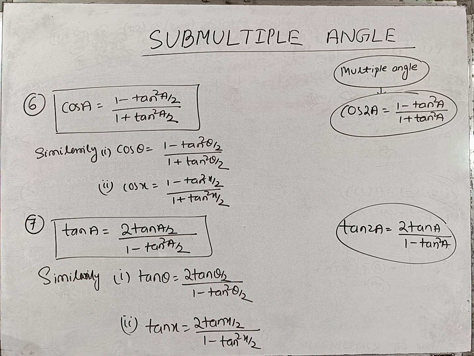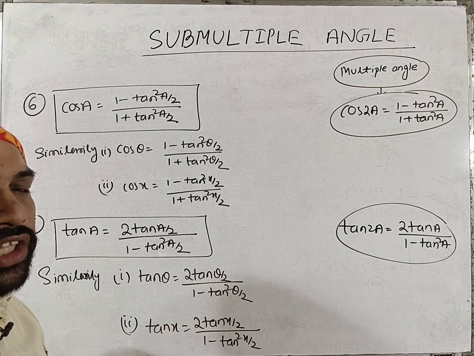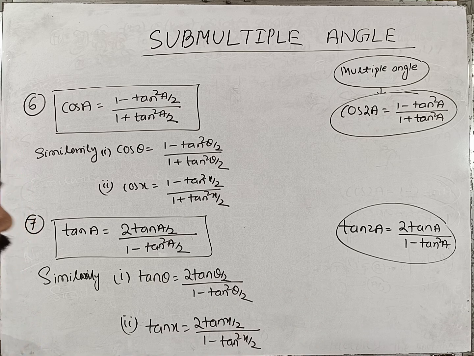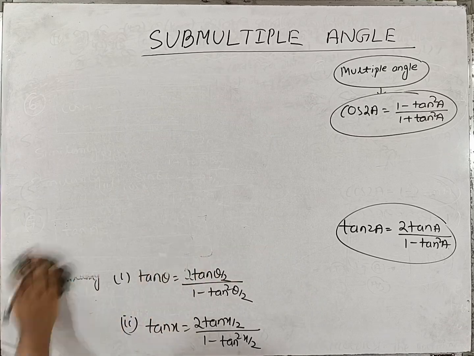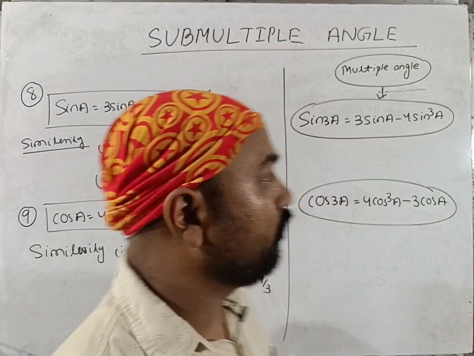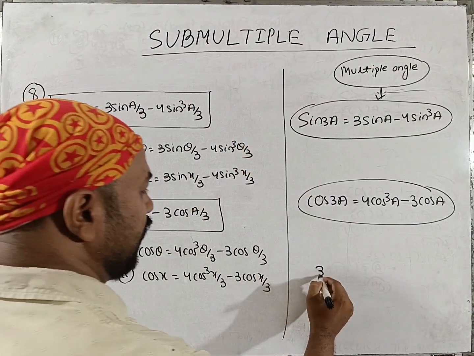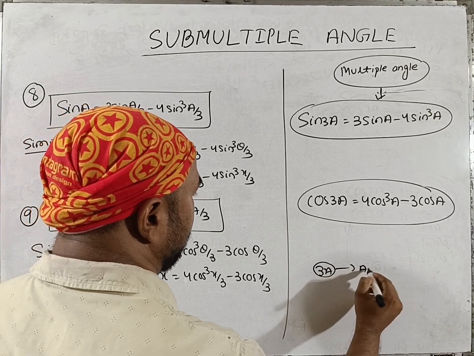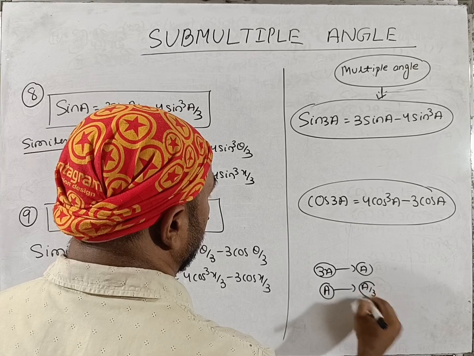Now let us go through some of the trigonometry ratios in terms of A, and it will be expressed in terms of trigonometry ratios containing the angle A by 3. Here it is the 8th formula, and we have converted 3A into A and A into the form of A by 3.